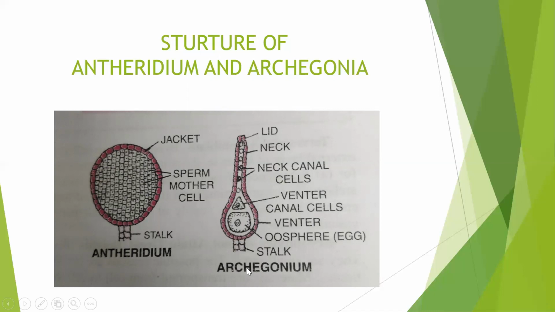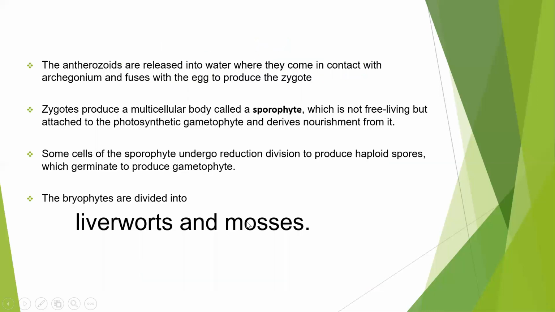This is the archegonium, and this is the stalk of the archegonium, that is the archegoniophore, which I showed you just now. You can see the archegonium is flask shaped, and in this flask, the oosphere is present, which is known as the egg. Then these are the canal cells and all. Those things you do not have to do in detail.